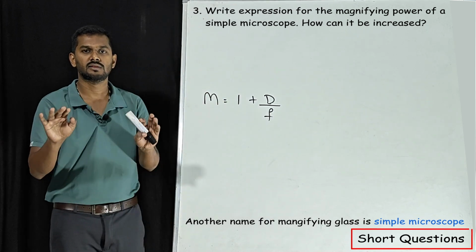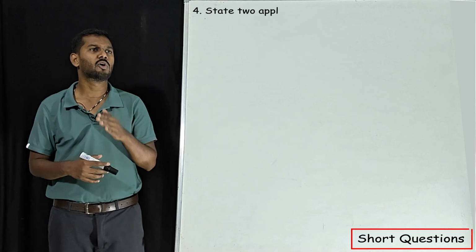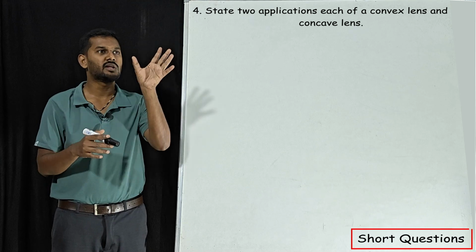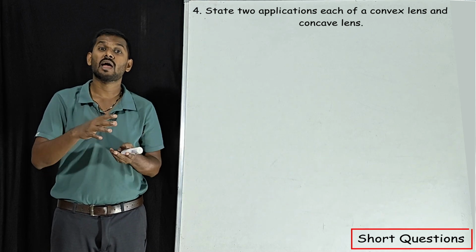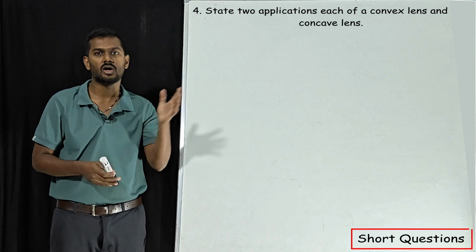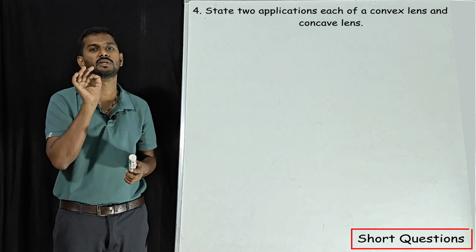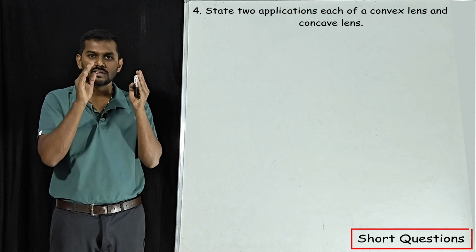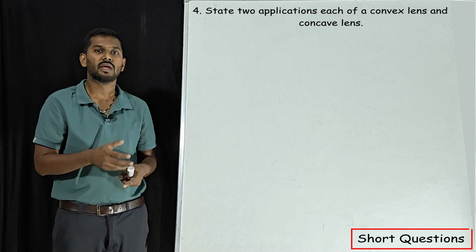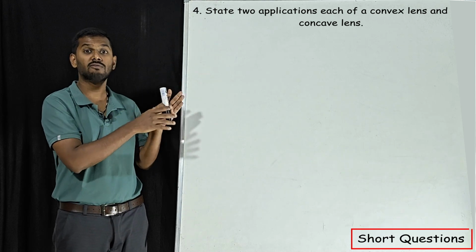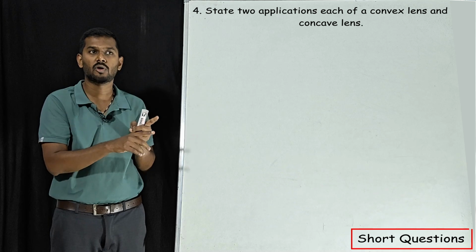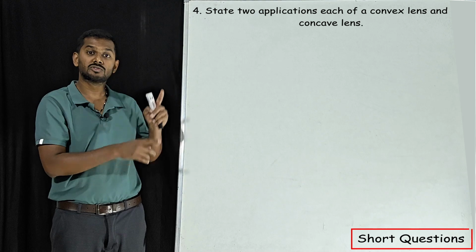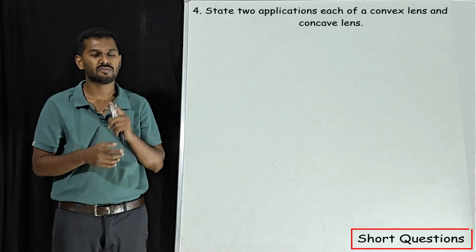That's it. Our next question, state two applications each of convex lens and concave lens. Here when it comes to application, they are just asking for two. We have learnt many applications in the concept video. That is why we are going to skip this question. There is no logical or twisted question, correct? It's a direct question and they are just asking two. In the exam, if they ask two, you can write any two, correct? So it is in the concept video. That's why we are skipping it.